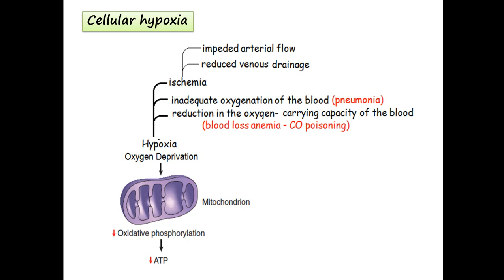So when the cell is deprived of its oxygen, when the mitochondria are deprived of the oxygen, the oxidative phosphorylation becomes defective and there is less supply of the ATP. And when the ATP supply falls deficient, many functions of the cell, for example the sodium potassium ATPase pump, become deranged and defective and will lead to consequences that will terminate at the cell death.